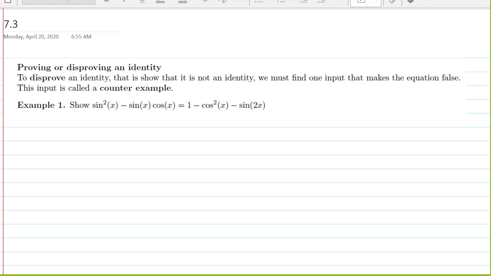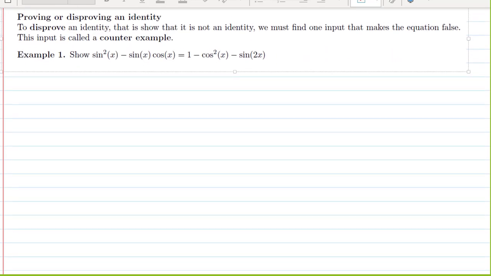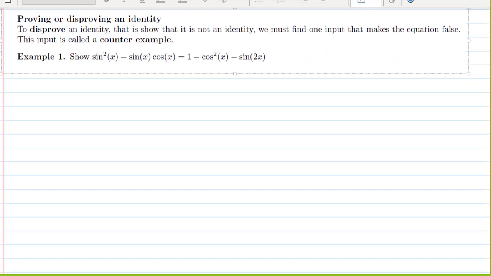So just to remind us, an identity is an equation that is true for every variable in the domain. So to show that something is not an identity, we only have to find one that doesn't work. Because if it has to work for every x, the negation of every x working is there is at least one that doesn't work. So let's start with example number 1, which says show that sine squared x minus sine x cosine x equals 1 minus cosine squared x minus sine 2x is not an identity.